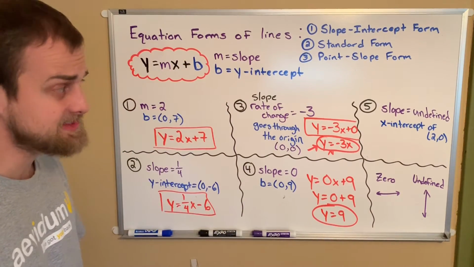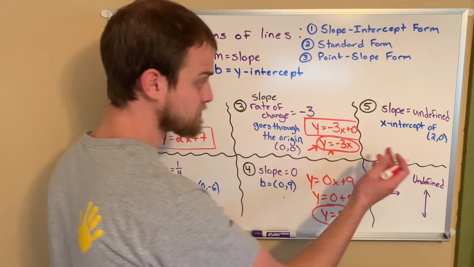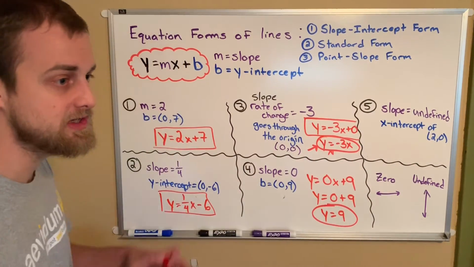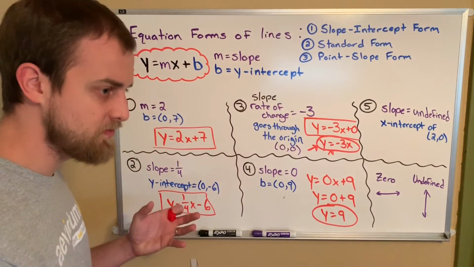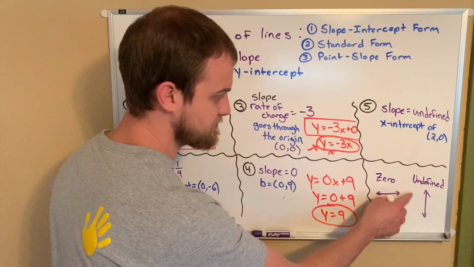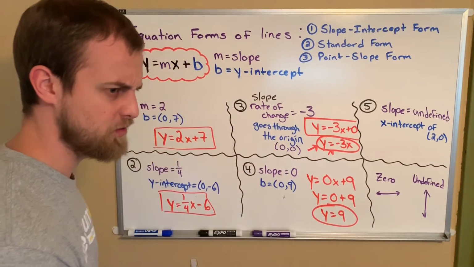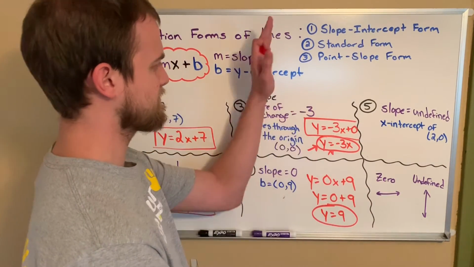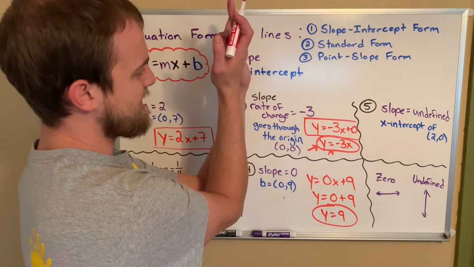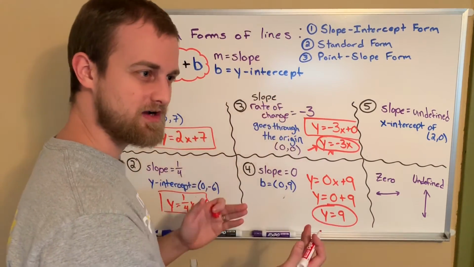If we take a look at our last example, notice we have some different type of information. Notice they're saying our slope is undefined. So in our brain, we need to think, hey, what kind of lines have undefined slope? Well, remember, those are vertical lines. So we're looking for a vertical line that crosses the y-axis. Well, it just doesn't kind of work.